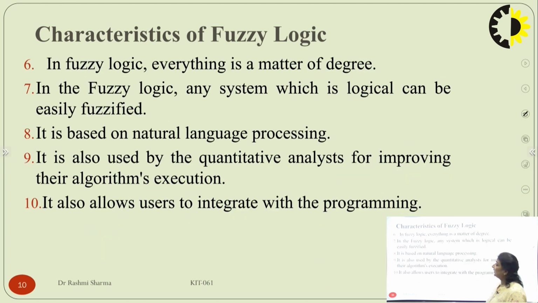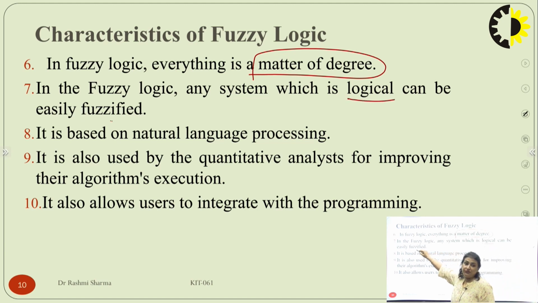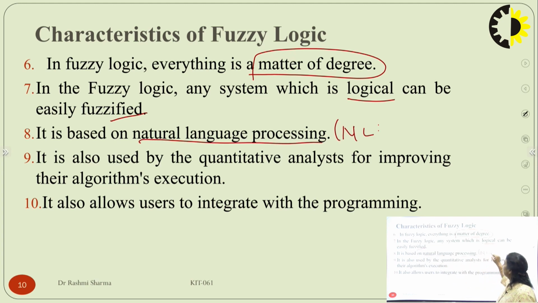The next characteristic is that in fuzzy logic, everything that matters is the degree, the range. If it has to lie more towards 1, then it may have a value of 0.99 also, and 0.8 also would suit that particular value. And if it is near to 0, then 0.1 also would suit that value. In fuzzy logic, any system which is logical can be fuzzified. Anything which can be defined logically can be fuzzified. It is based on NLP, that is natural language processing. That is the basic thing.